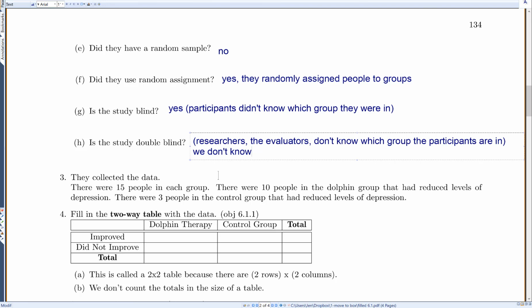Okay, let's see. Then they actually collected the data. So there were 15 people in each group. There were 10 people in the dolphin group that had reduced levels of depression, and there were 3 people in the control group that had reduced levels of depression.